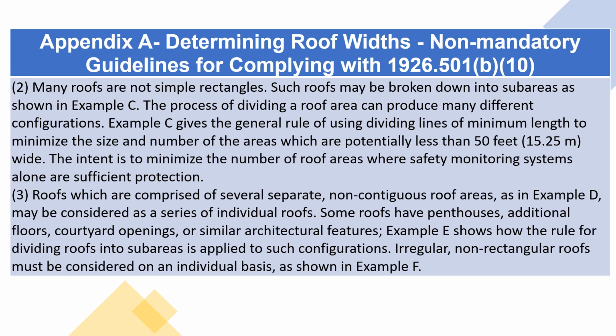3. Roofs which are comprised of several separate, non-contiguous roof areas, as in example D, may be considered as a series of individual roofs. Some roofs have penthouses, additional floors, courtyard openings, or similar architectural features. Example E shows how the rule for dividing roofs into subareas is applied to such configurations. Irregular, non-rectangular roofs must be considered on an individual basis, as shown in example F.